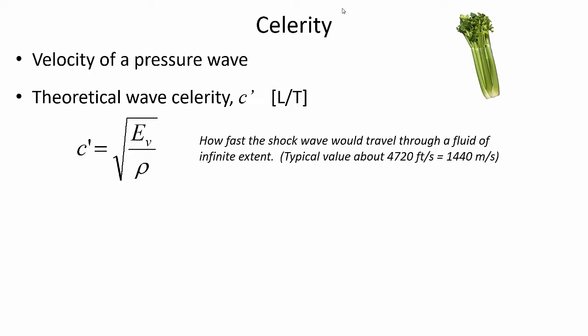And theoretically, if you have water in all directions, an infinite extent of water, then the speed that a shock wave is able to move through water, C prime, is related to the bulk modulus of elasticity for water divided by the density, and then the square root of that. So it's about 1.5 kilometers per second is how quickly energy can move through the water. But energy shock waves move through water at a different speed if it's confined in a pipe.